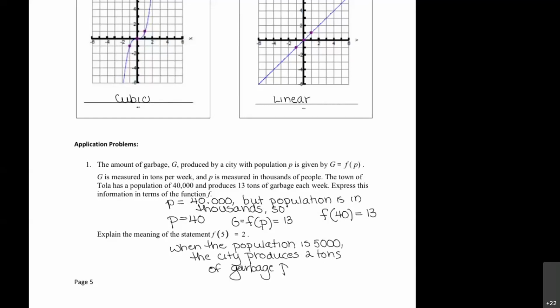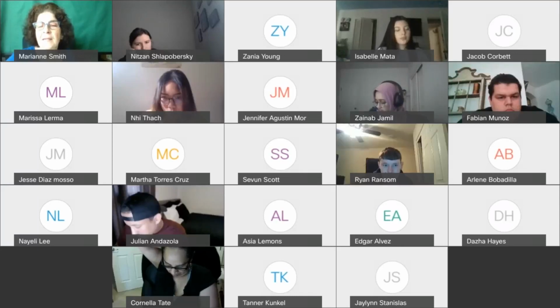This is critical to be able to do. Take your time and actually look at the units, figure out what's input and output and what they're measured in. This is going to be critical as far as being able to set up and solve applied problems. So I'm going to stop sharing and come back to the meeting.